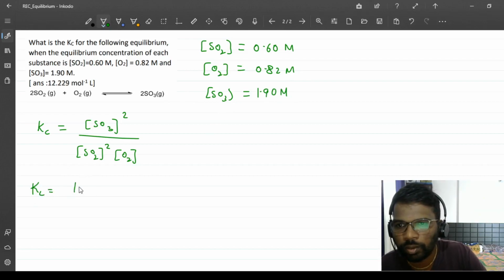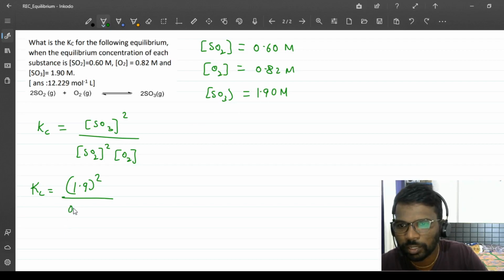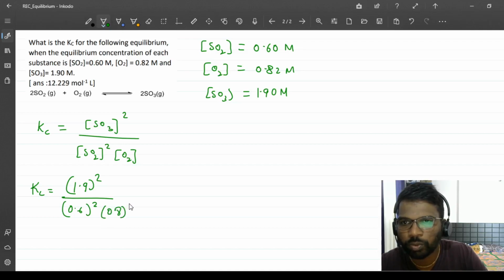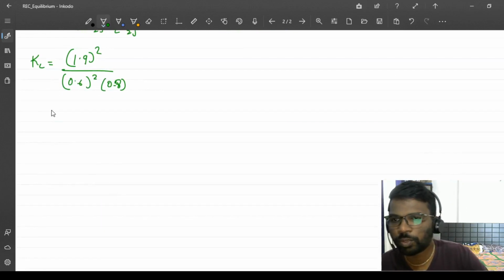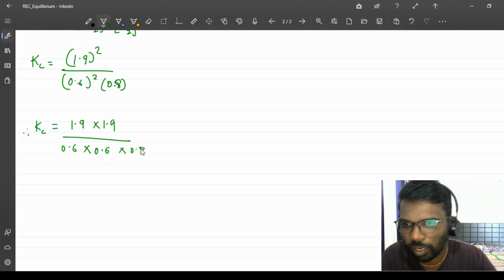It is 1.9 raised to 2, divided by the concentration of SO2, which is given to be 0.6 raised to power 2, and the concentration of O2 is 0.82 raised to 1, since the stoichiometric coefficient is 1. Therefore Kc will be equal to 1.9 multiplied by 1.9, divided by 0.6 multiplied by 0.6 into 0.82. Okay, let's check what answer we are getting.